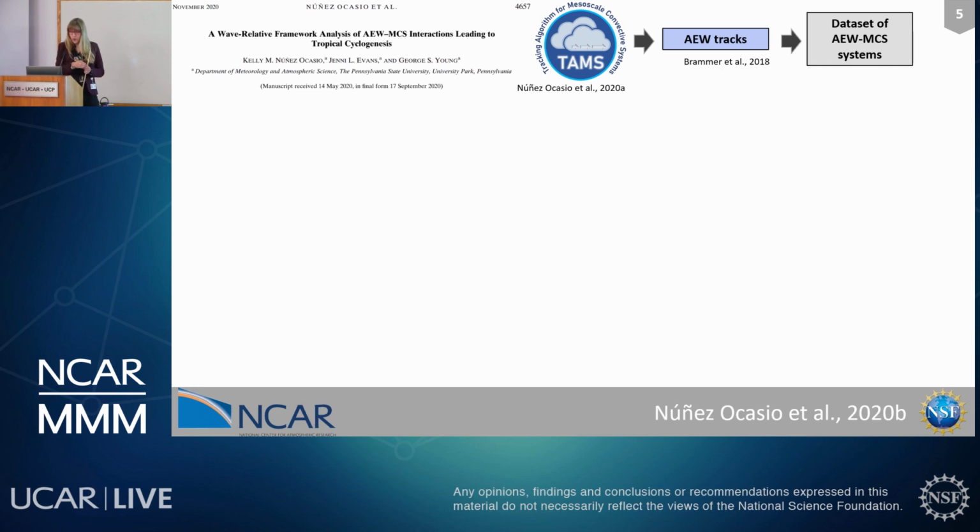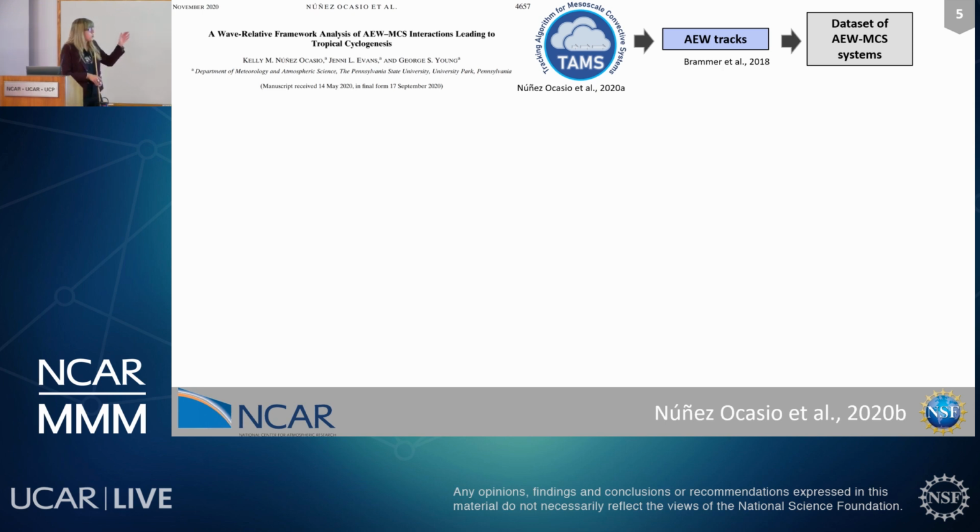It's TAMS, for Tracking Algorithm for Mesoscale Convective Systems. This is an MCS tracker developed during my PhD. Quick side note, we have a new version of it up and running. Like Rich mentioned, it was used recently in the field campaigns.